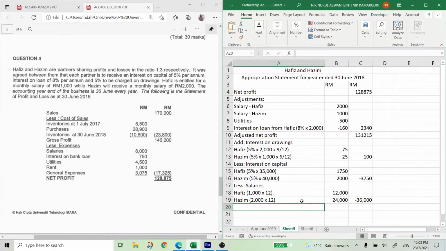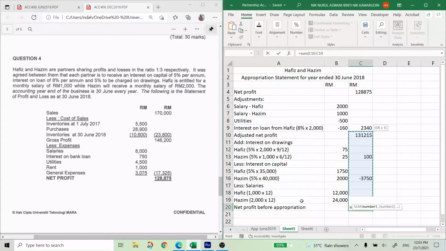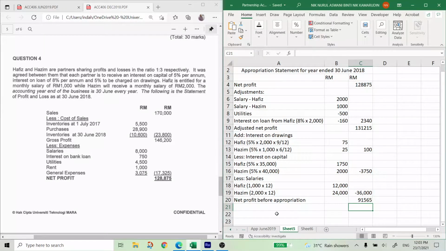Only then can we calculate the appropriation of the net profit. So they are entitled to receive the amount of net profit of a total of 91,565. Next, we are going to show the share of profit for each partner, and this amount is then to be transferred to the partners' current account if they are using the fixed capital account.